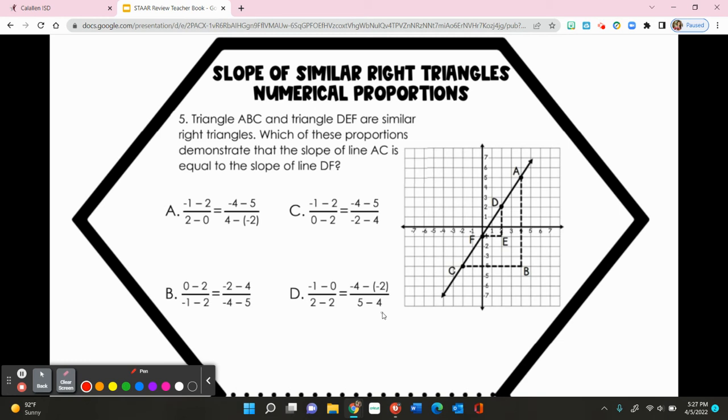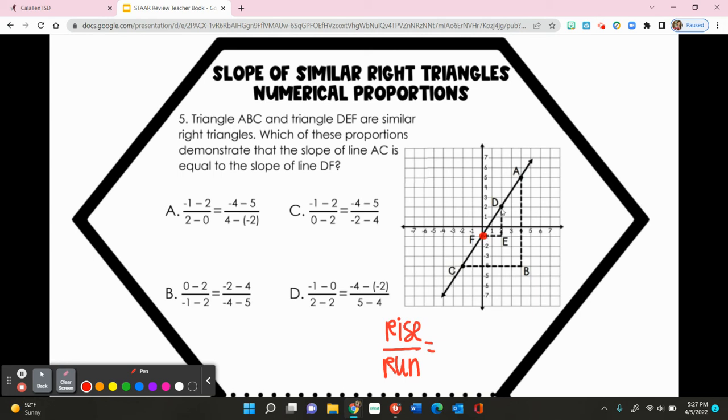Okay, looking at number 5, it says triangle ABC and triangle DEF are similar right triangles. Which of these proportions demonstrates that the slope of line AC is equal to the slope of line DEF? So the first thing we need to do is find our slope of one of our triangles. Here I have 2 similar right triangles and they are on the same line. Now remember, when you have the slopes of 2 right triangles sharing the same line, they have equal slopes. So that means I do not have to find the slope of both graphs, only one. So I'm going to go ahead and find the slope of my smaller triangle.